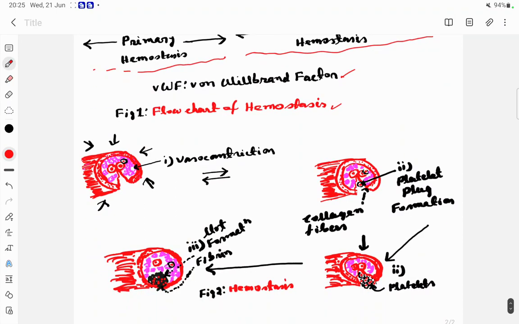Now this is the pictorial depiction of hemostasis. First of all, there is the injury. After that, vasoconstriction takes place. Then there is formation of platelet plaque. This is collagen, platelet plaque formation. These are the platelets which form the platelet plaque. Then ultimately there is blood clot formation.